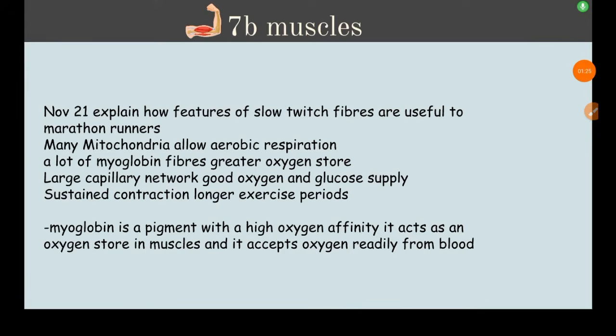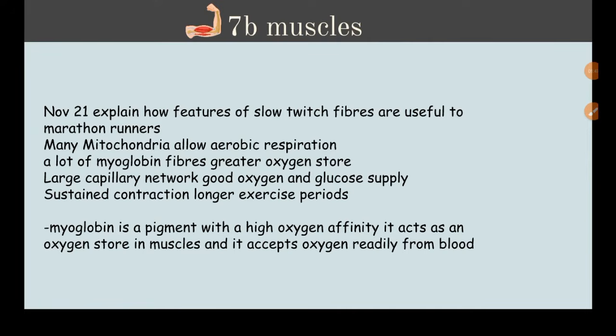In November 21, they asked us to explain how features of a slow twitch fiber are useful to marathon runners. Marathon runners run very long distances. I don't remember the exact distance, but it was like 21 miles or something. So they need every slow twitch fiber out there. So it has many mitochondria, which allows for aerobic respiration.